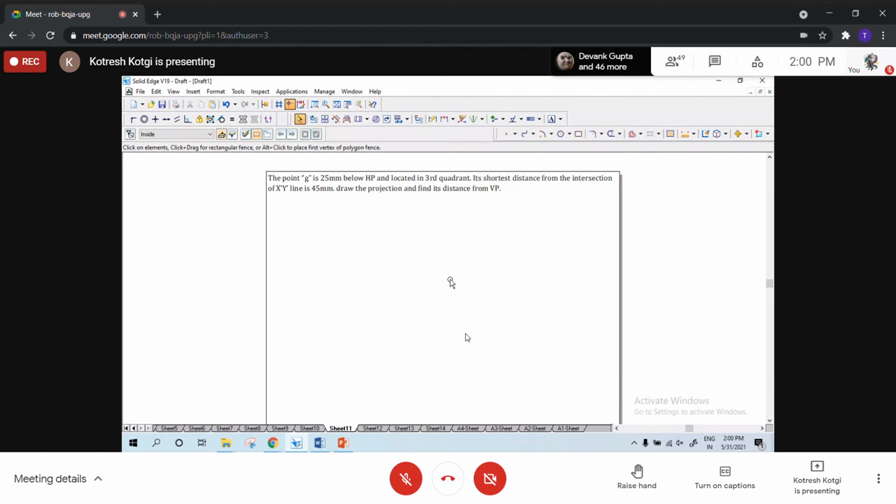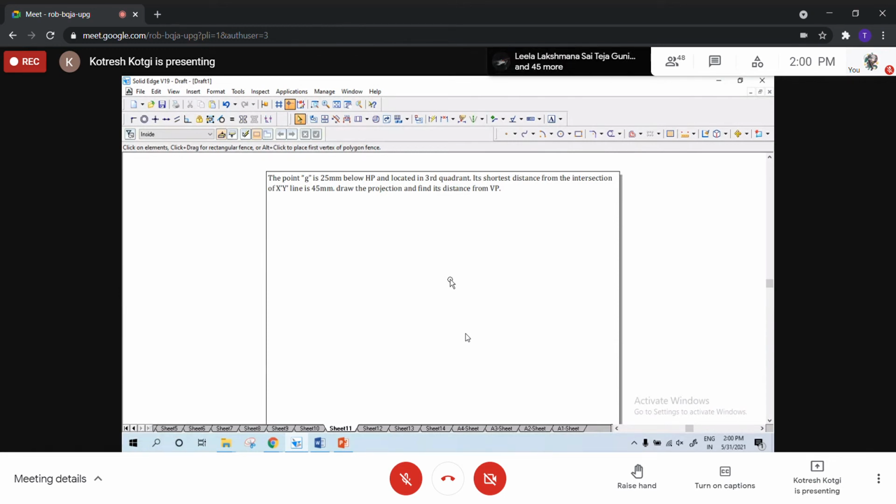So if the point is in the third quadrant, how will we define it? It is below HP and behind VP. Now, how much is it below HP? What is the distance of the point G below HP? 25 mm. Okay. How far is that from VP, behind VP? That they have not given. You have to find it.